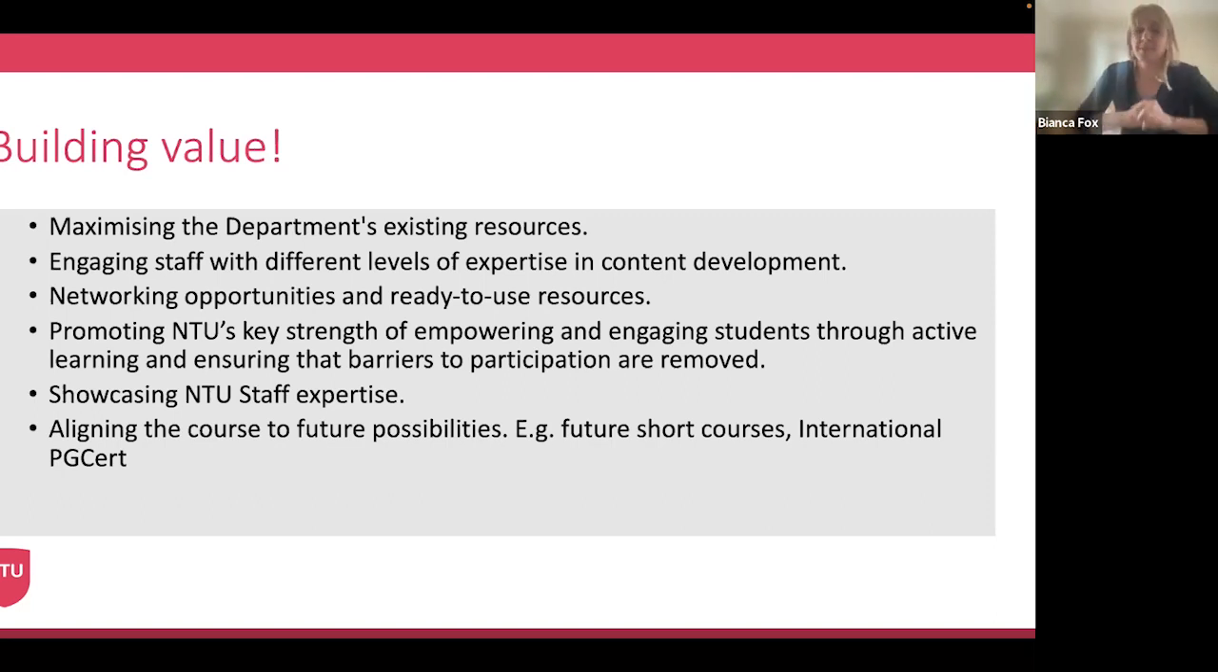Yes, of course, one of the aims was to promote our institution's key strengths around empowering and engaging students through the use of active learning approaches. Scale-up is something that we promote at NTU, and NTU is well known in the sector for the scale-up approach. So we were quite interested in having at least a week dedicated to designing and obviously delivering scale-up sessions.